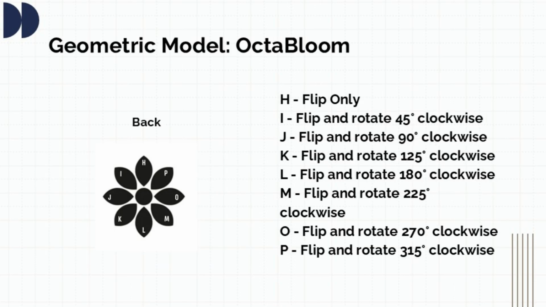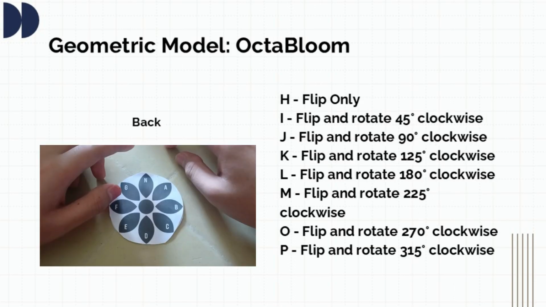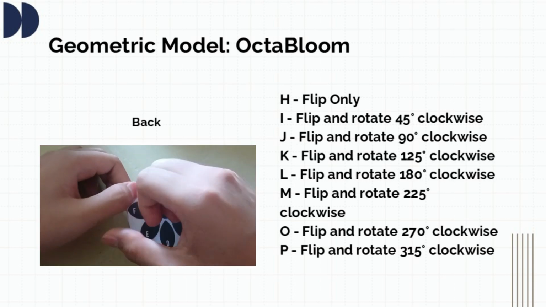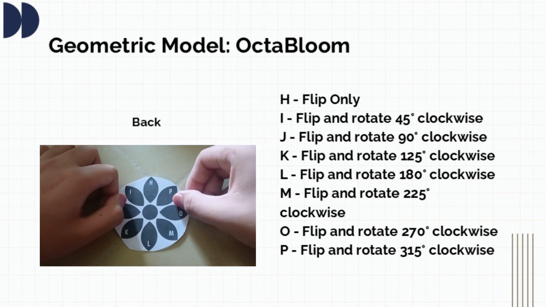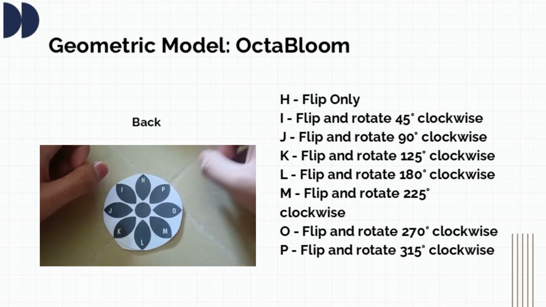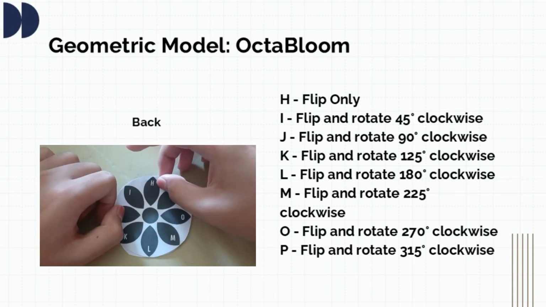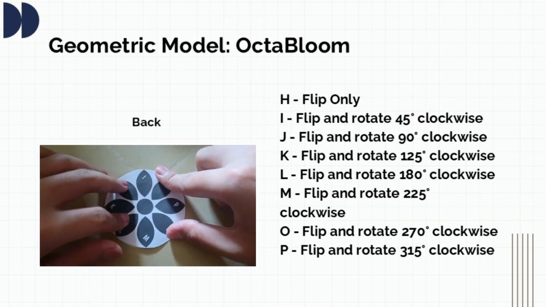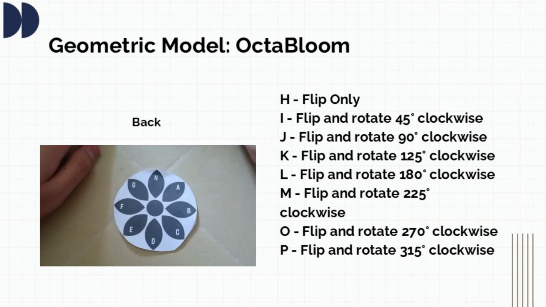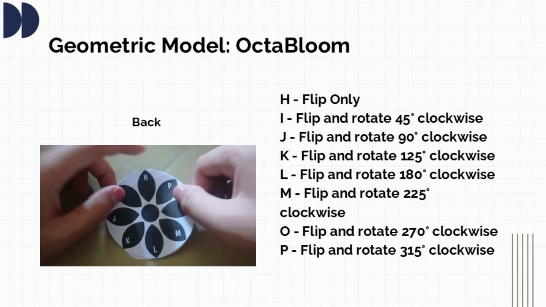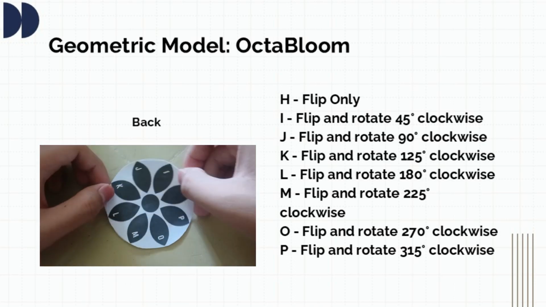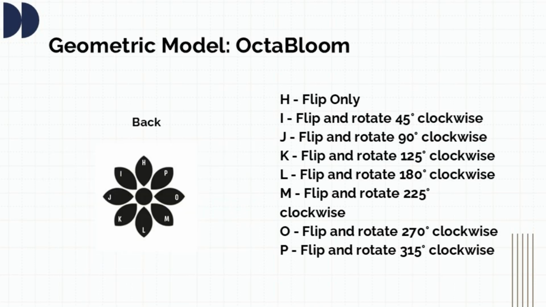While at the back, we have H, where we will flip only the geometric model. For I, we will flip and rotate 45 degrees clockwise. For J, we will flip and rotate 90 degrees clockwise.